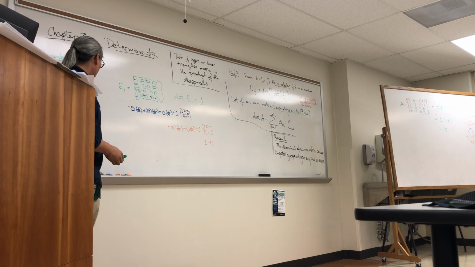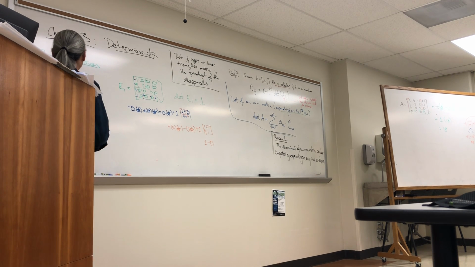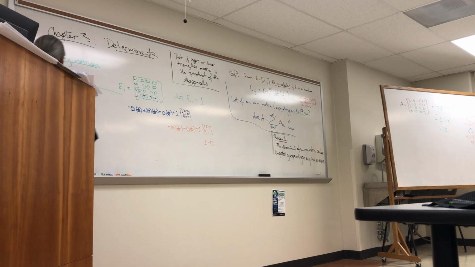So let's take a look at another elementary matrix. Let's multiply one of the rows by G. It doesn't have to be the first row, but it could be any row. But let's take a look at the first row.